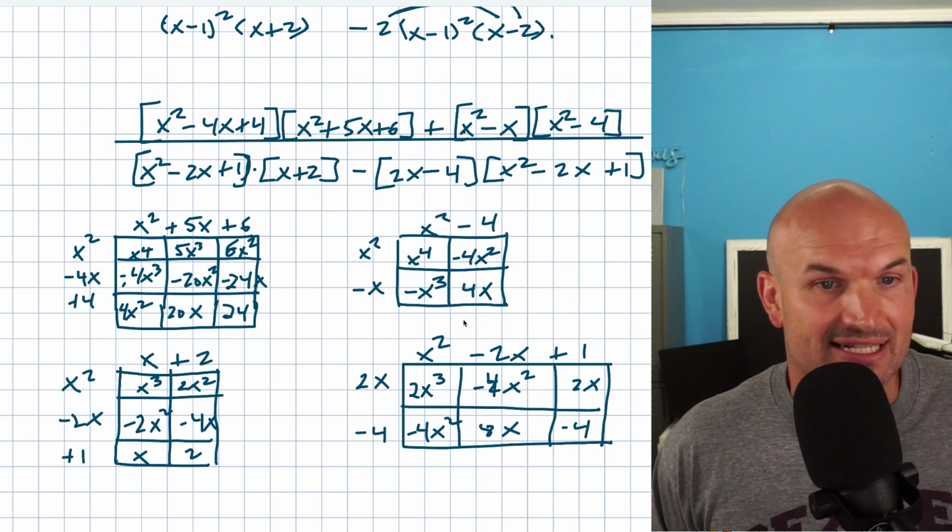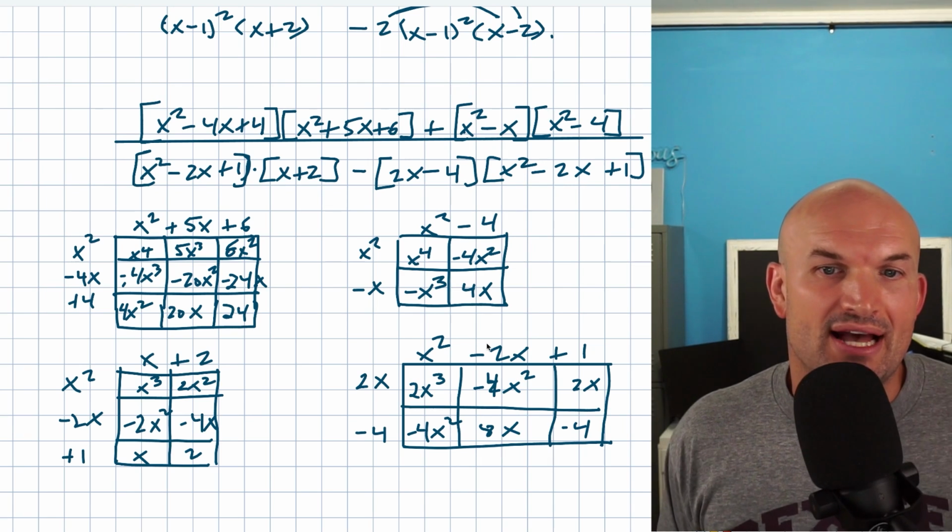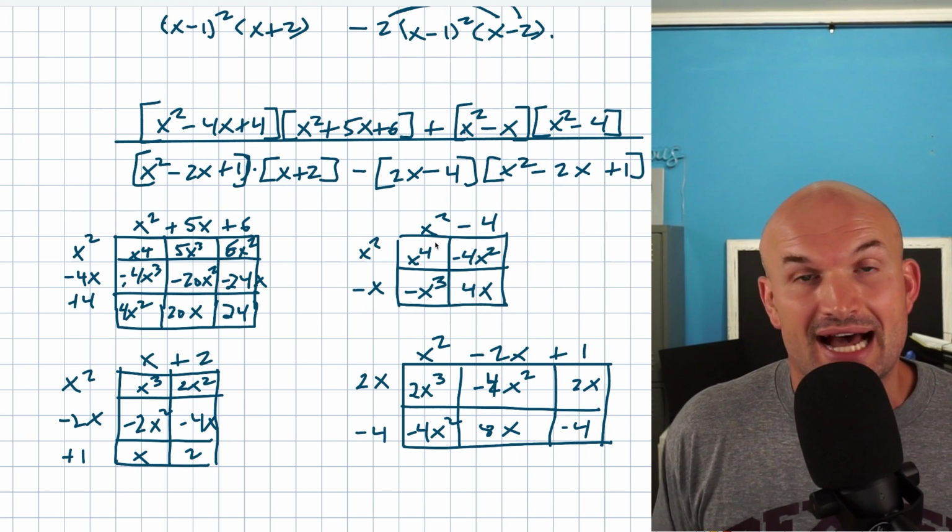Okay, so once you have the boxes, what's nice about these is as long as you have things in descending order, then you can go ahead and simplify. You're going to have like terms on the diagonal.